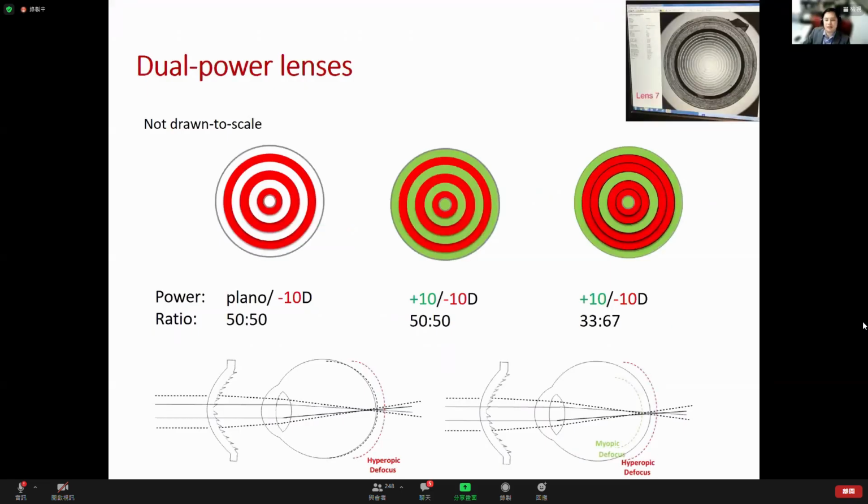This schematic diagram shows how concentric dual power lenses work. In brief, the rings on the lens are of alternating powers, which altogether provide 2 focal planes. In the case of a plano -10 diopter lens, the -10 diopter power produces a hyperopic defocus behind the eye. In the case of the plus and minus diopter dual power lenses, the 2 different powers produce a mixed defocus, 2 focal planes, that is.